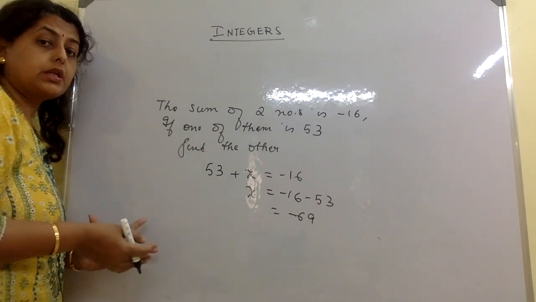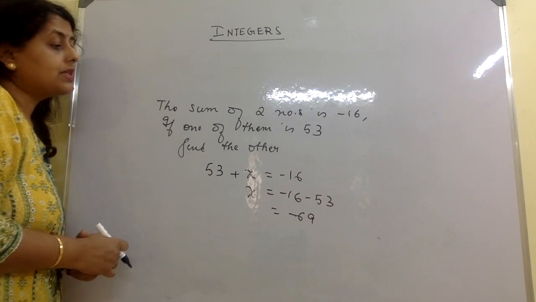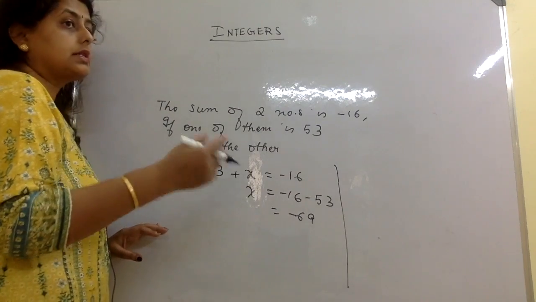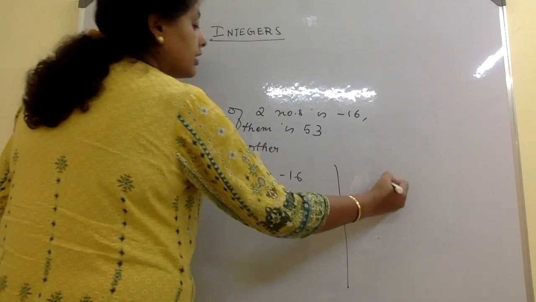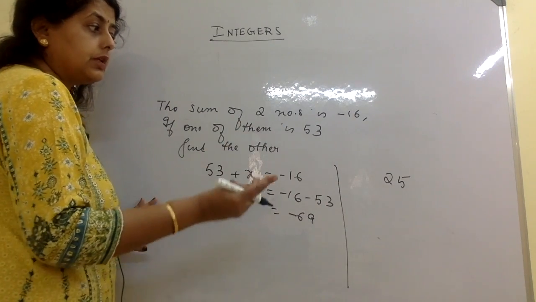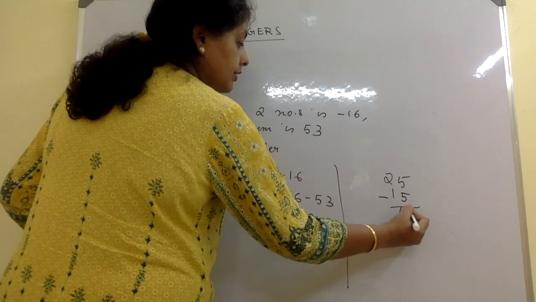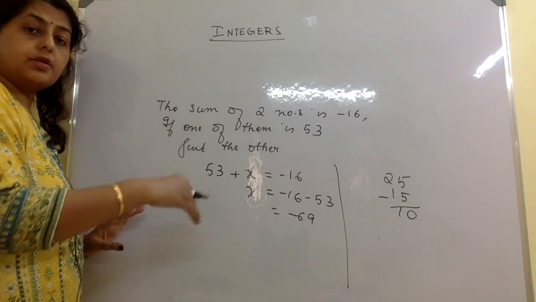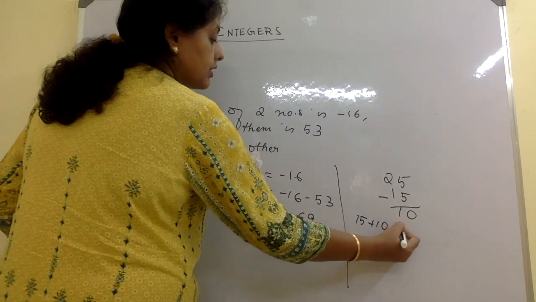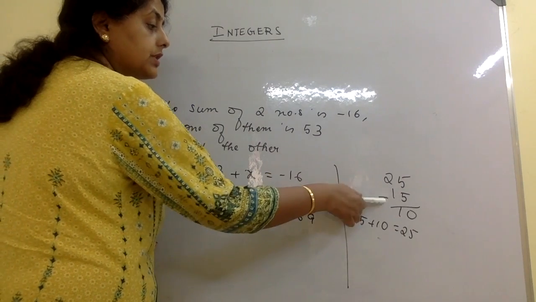But supposing you don't know linear equations, you don't understand what is happening here. So if I just think like this: the sum of two numbers is 25. If one of the numbers is 15, what is the other number? Don't you subtract it and then you get 10? So the other number is 10, isn't it? 15 plus 10 is 25.